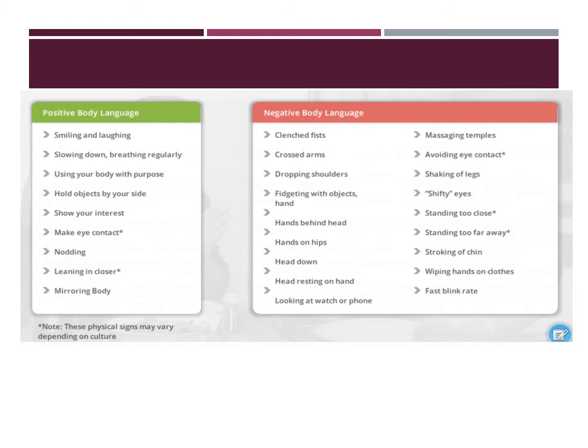Another thing with proximity is standing too close to people. If we do that, sometimes it can make people uncomfortable. Again, if we stand too far away, it means that we don't have that clear communication because others might not be able to hear us. Stroking our chin, that extends to playing with our hair or feeling our ears as well. Wiping your hands on clothes or blinking really fast might indicate that you're nervous and you don't want to take part in this communication.